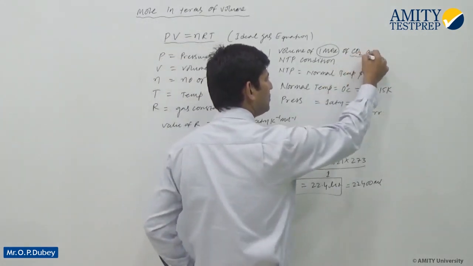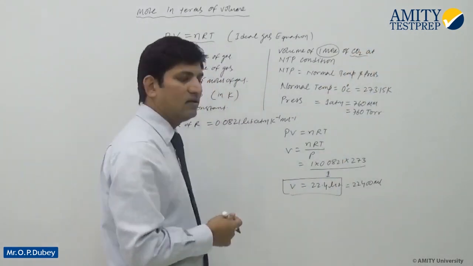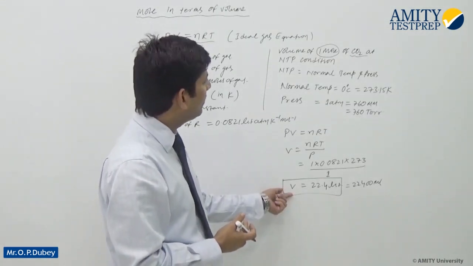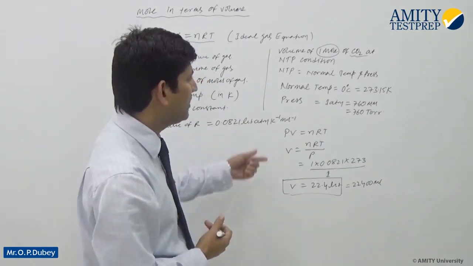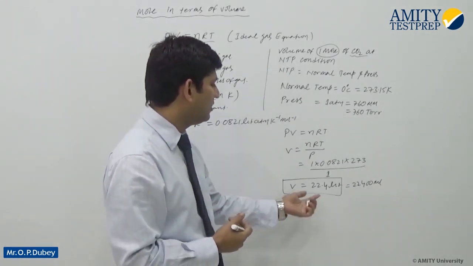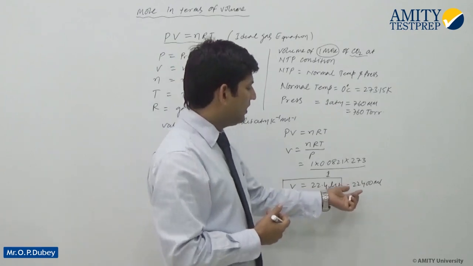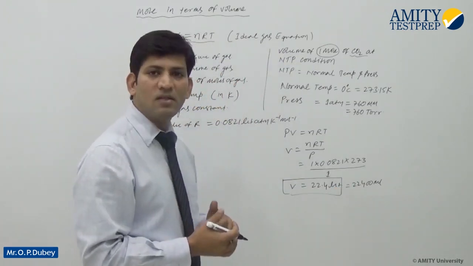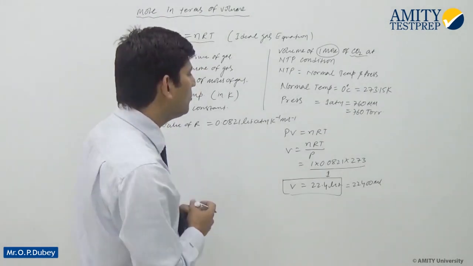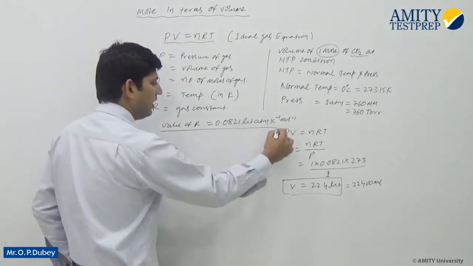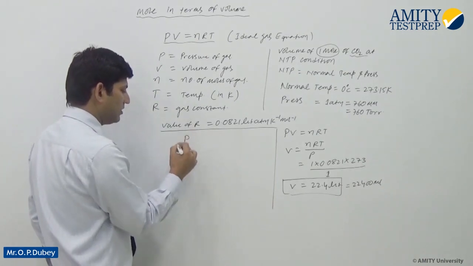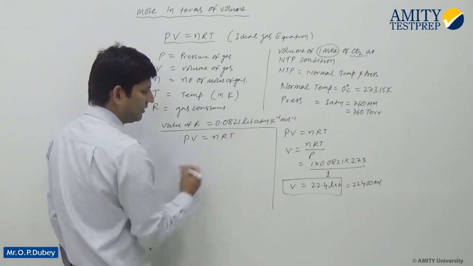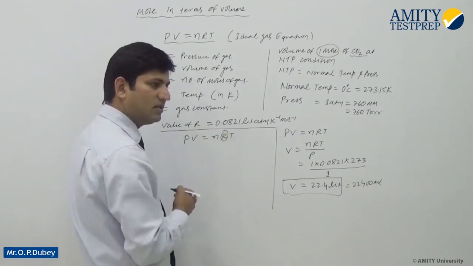Like here CO2 is given; if NH3 is given, if oxygen is given, if ozone is given, then always the volume of 1 mole of any gaseous chemical substance at NTP condition is 22.4 liter or 22,400 ml. If the number of moles increases or decreases, then obviously the volume of a gaseous chemical substance increases or decreases, because the equation is PV = nRT, and R is the gas constant.